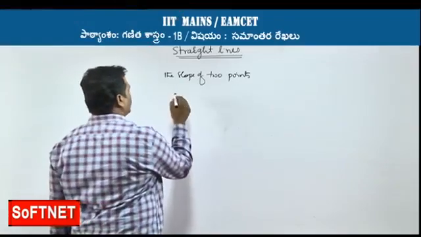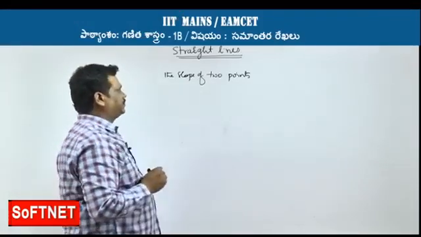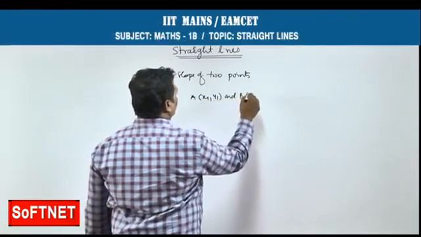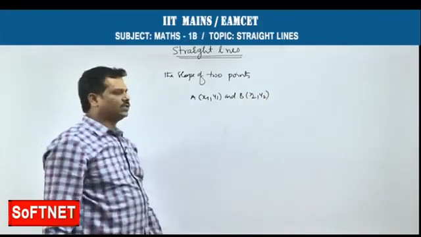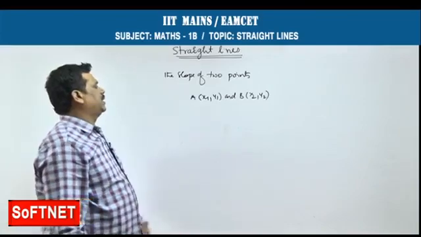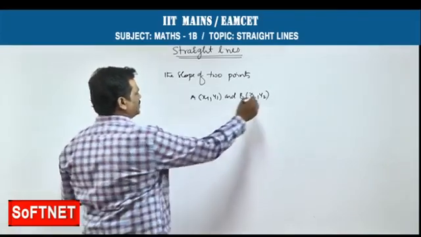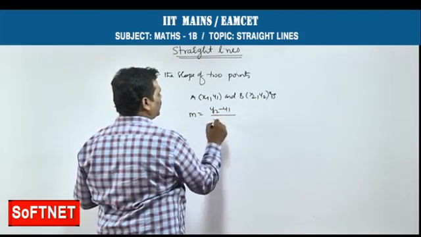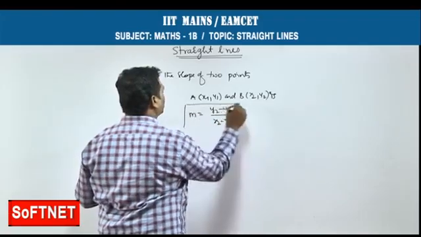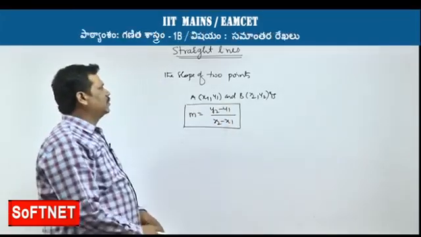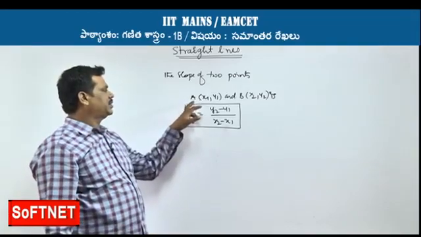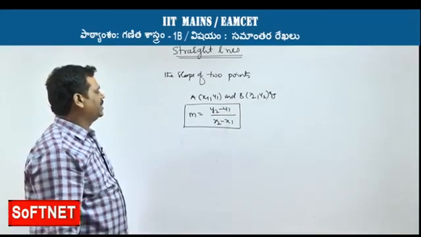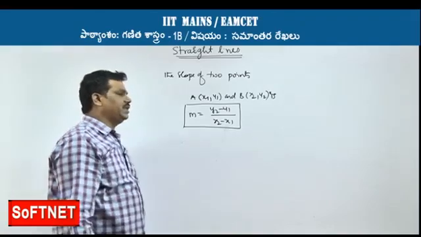The slope of 2 points. The slope of the straight line passing through 2 points A of x1, y1 and B of x2, y2 is m equals y2 minus y1 by x2 minus x1. The slope of AB is y2 minus y1 by x2 minus x1.